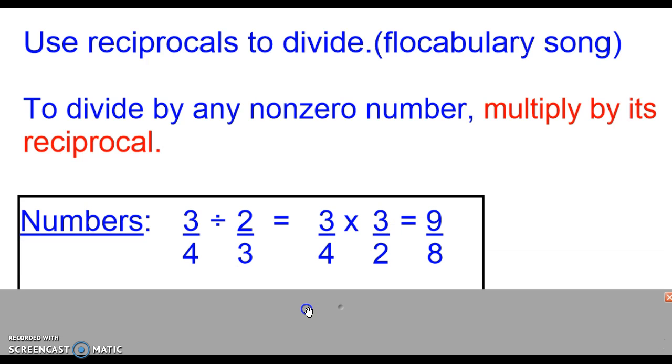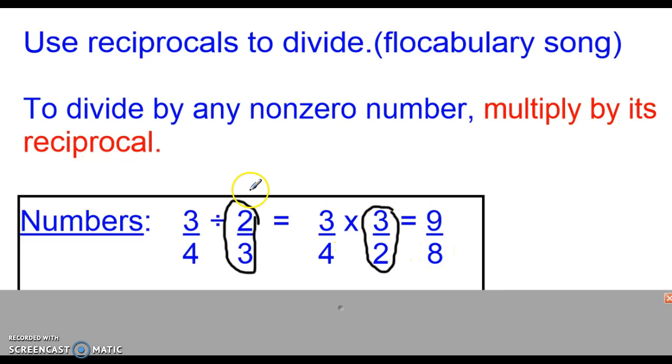So over here, if you had 3/4 divided by 2/3, you are going to keep your first number the same and then multiply by the reciprocal of the second number. So the reciprocal of 2/3 is 3/2. So 3/4 divided by 2/3 equals the same thing as 3/4 times 3/2. And then from this right here, you would just multiply out like we practiced in last lesson. So 3 times 3 equals 9, and 4 times 2 equals 8.